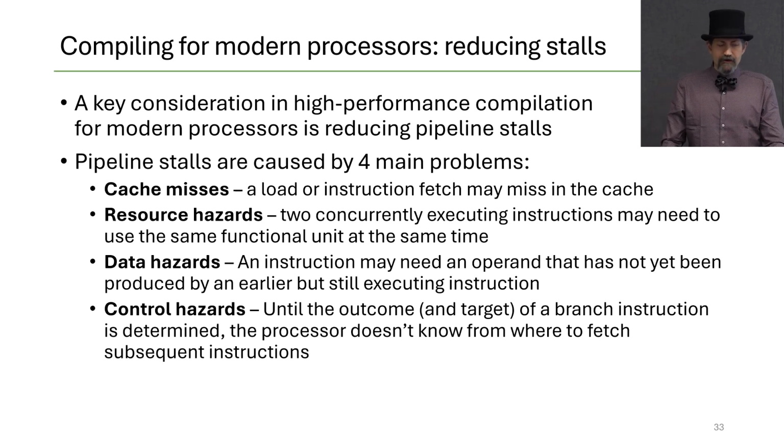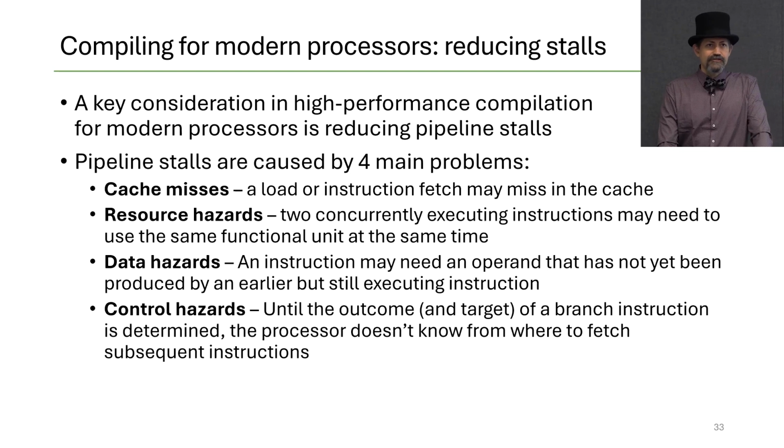Resource hazards happen when we have two concurrently executing instructions, and they need to use the same functional unit at the same time. If we have only one functional unit, one of them has to wait. A data hazard happens when one instruction needs an operand that hasn't been produced by an earlier instruction that maybe is still executing. Perhaps the earlier instruction is stalled, and so we can't get the result yet. Or maybe it is executing, but it takes us another pipeline stage or two before we can get the data from that previous instruction to this one.